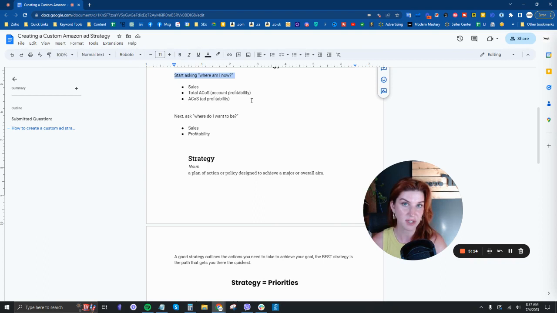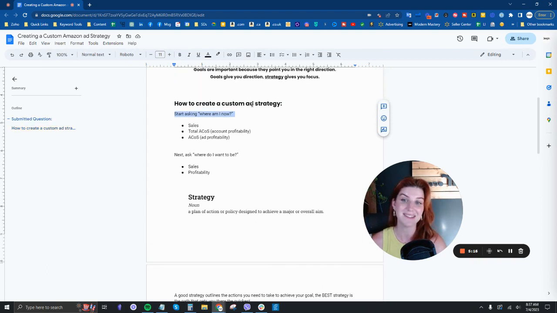You want to get a very good picture of where you are now, and define and pull data. A lot of people are like, oh, I think I'm roughly at this. Last time I checked, the ACoS was this, or last time I calculated total ACoS. And a lot of people are using software, which is really great because it's much easier to log in very quickly and get a quick pulse and snapshot of specifically where you are. But either way, you need to start by asking where you are now.